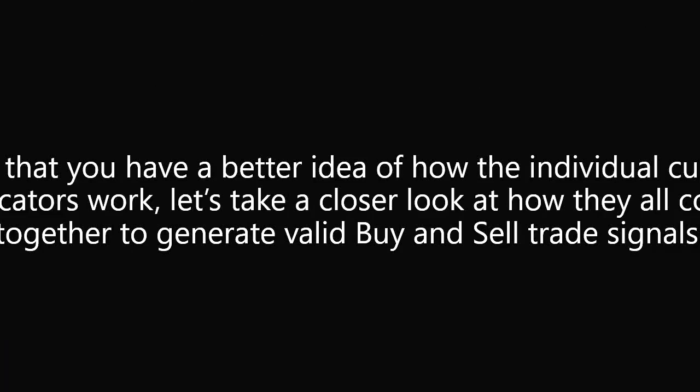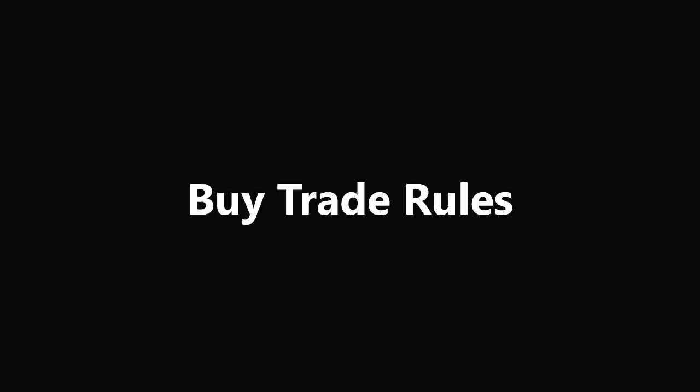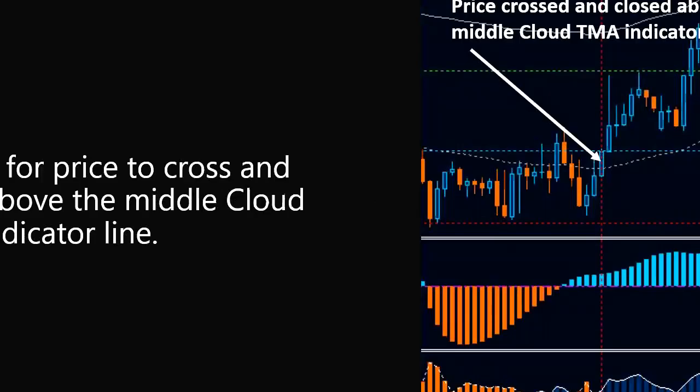Okay, so now that we've got a better idea of how the individual custom indicators work, let's take a closer look at how they all come together to generate valid buy and sell trade signals. So let's cover firstly what we term the buy trade rules, how to get into a buy trade. The first thing we want to do is wait for price to cross and close above the middle cloud TMA indicator line.